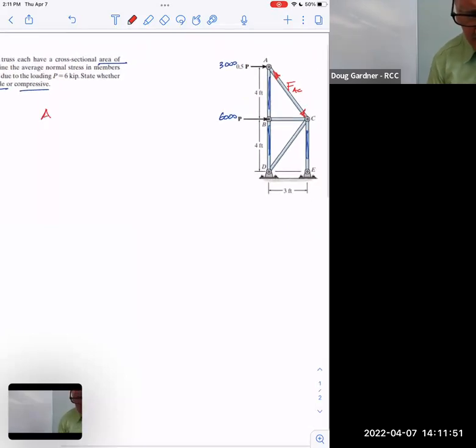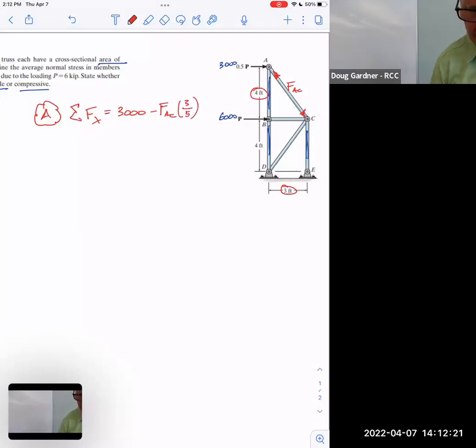at A, I've got 3,000 going right. Therefore, I need to be doing the sum of the forces in X. So I've got 3,000 right, and because of the arrows I drew, I know AC is going left. And notice again, they were nice because it's a 3, 4, 5 triangle. So 3/5 of force of AC is actually going left, and that joint's got to stay stable. So I think you get 5,000 for that, just looking at it, force of AC.